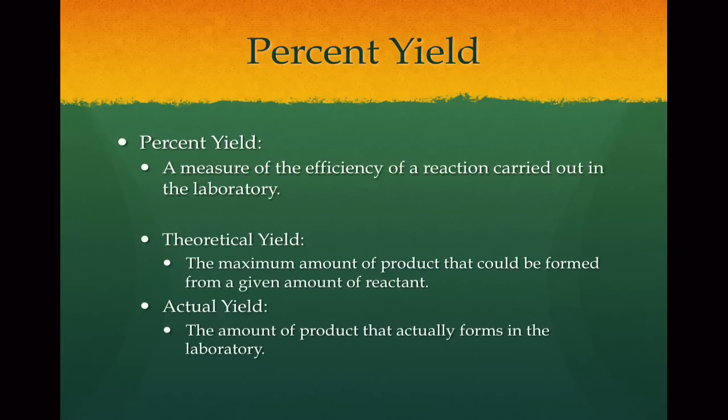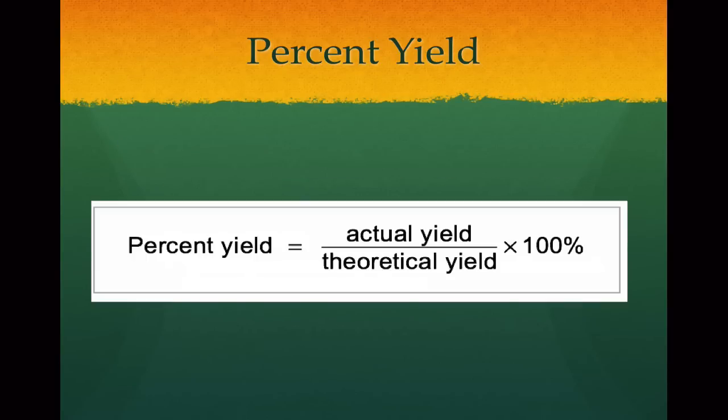The actual yield is the amount of product that we actually form in a laboratory. So this is where we go through a process. We've calculated what we should make. The actual yield doesn't always equal what we ought to make because there are outside influences affecting this production.